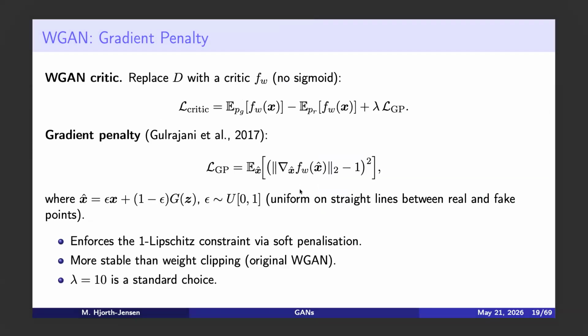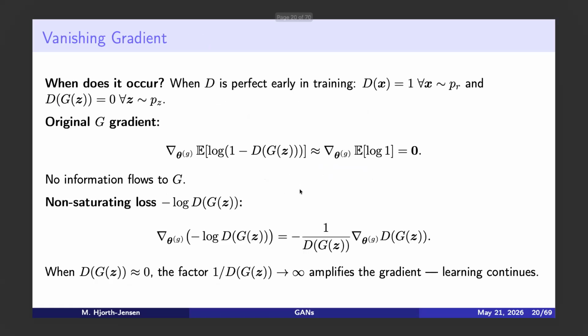There are many ways of dealing with it, and I leave these as small technicalities which you can look up. The basic setup of a GAN is pretty straightforward, but then there are many things with the vanishing gradients which can take place. As I said, when D is perfect early in training, then the D of X is close to 1. And then that means that the D of G is actually equal to 0. And that means that the original gradient actually approaches 0.